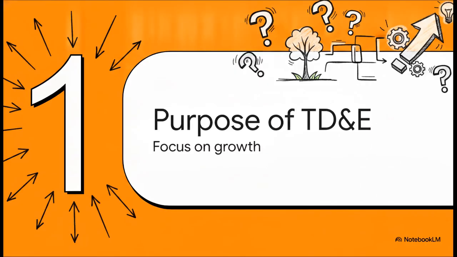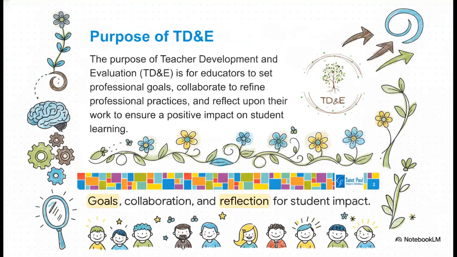Section 1, the purpose of TD&E. All right, let's dive right into this. Before we look at the how, we really need to understand the why. Notice that the core focus here is on growth. TD&E is absolutely not some sort of gotcha system. It's entirely designed to help you set professional goals, collaborate with your peers to refine your practice, and reflect on your work. The ultimate goal? Ensuring that every single educator has a profoundly positive impact on student learning.